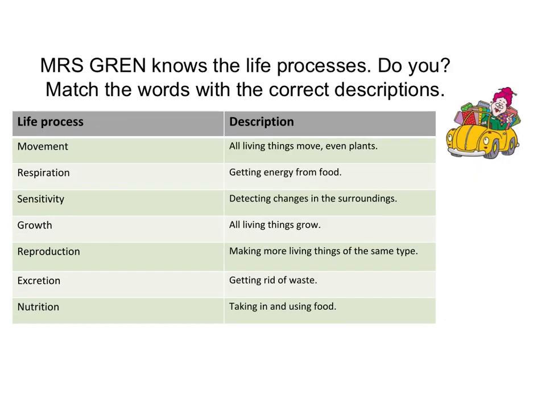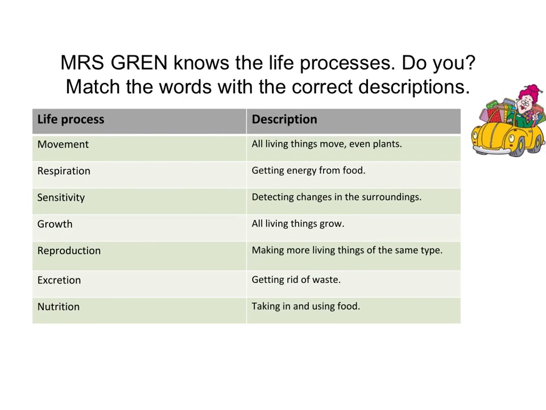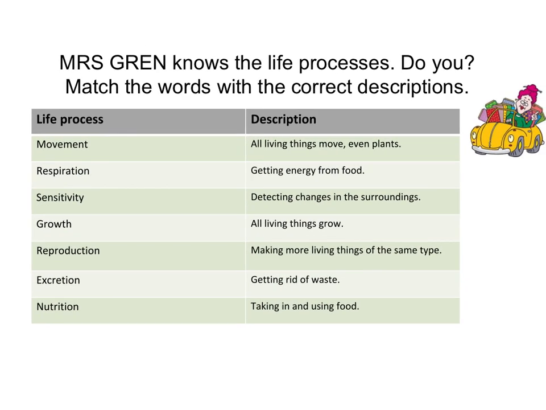Okay, so we're back with the answers. Okay. So movement, all living things can move, even plants, okay? Respiration means getting energy from our food. So plants and animals both do that, but in different ways. Sensitivity, that means we detect changes in the surroundings. Growth, all living things can grow. Reproduction, making more living things of the same type, okay? Excretion, getting rid of our waste, and then nutrition, taking and using food.